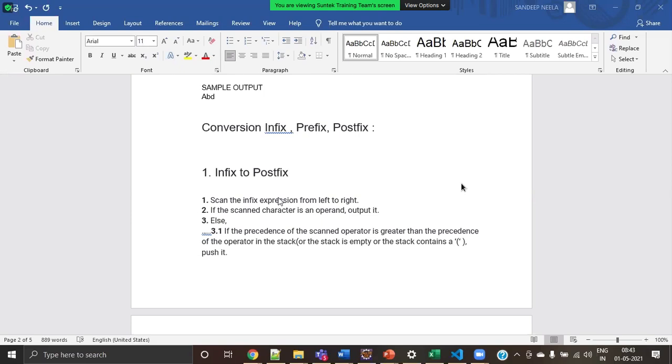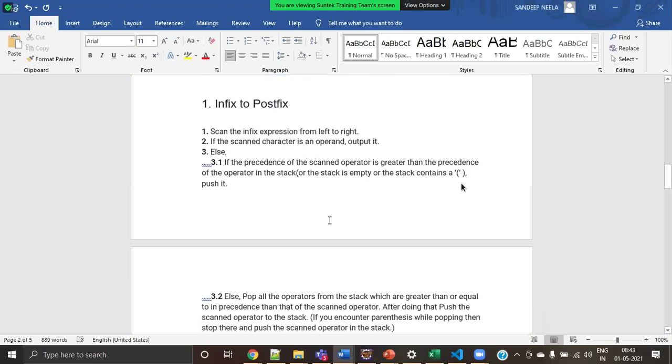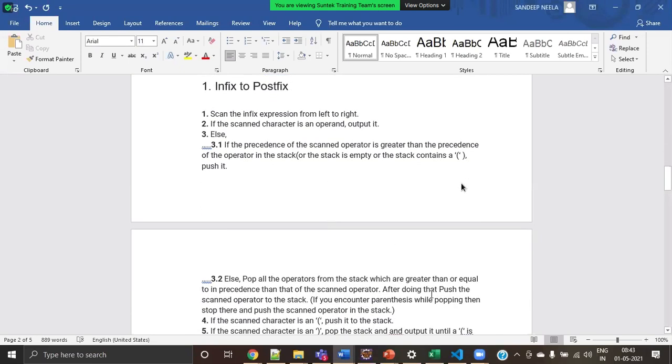Scan the infix expression from left to right. Whatever the given expression, we will scan from left to right. If the scanned character is an operand, output it. If it is postfix, that means all the operands will be printed first. That's why if it is an operand, we will output it. Else, if the precedence of the scanned operator is greater than the precedence of the operator in the stack, then push it.